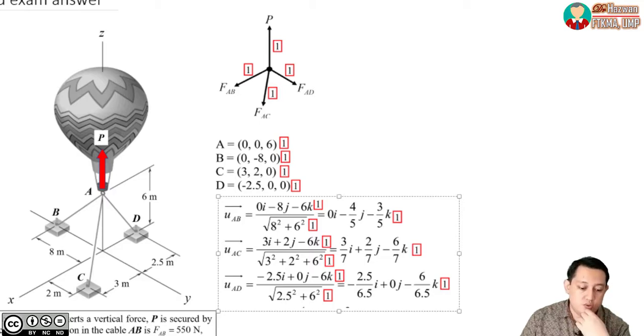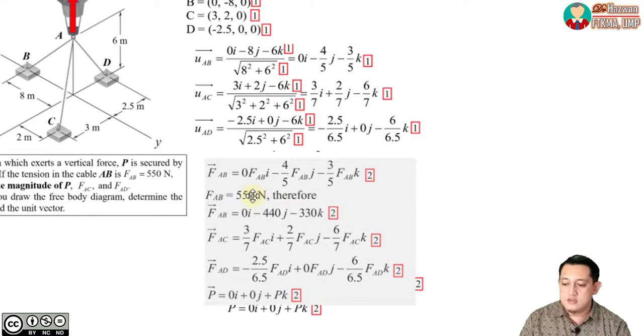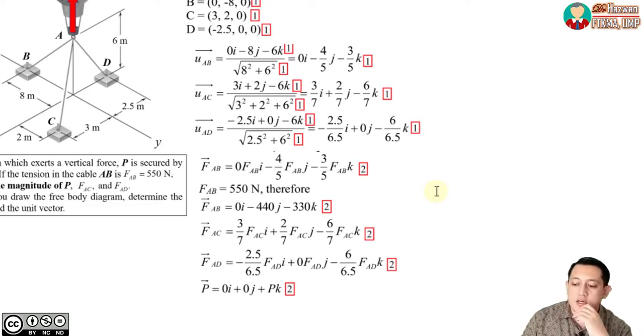to change the force into IJK form. Okay. So, your force here is this one. Okay. So, UAB multiply with FAB. Then you can get FAB in vector, which is this one. Okay. And then, so this one here is 2 marks.